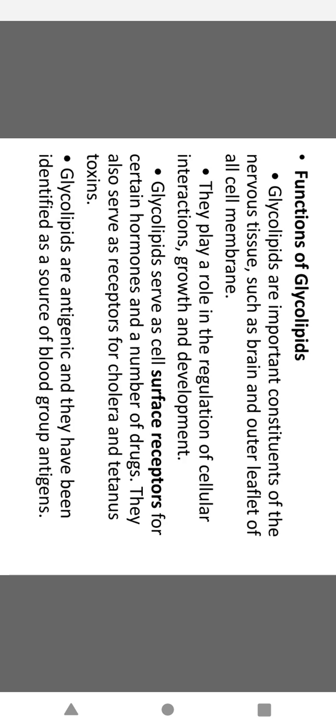Next, functions of glycolipids. These are important constituents of nervous tissue, such as the brain, and of the outer leaflet of all cell membranes. They play a role in regulation of cellular interactions, growth and development. Glycolipids serve as cell surface receptors for certain hormones and a number of drugs. They also serve as receptors for cholera and tetanus toxin. The glycolipids are antigenic and have been identified as a source of blood group antigens.